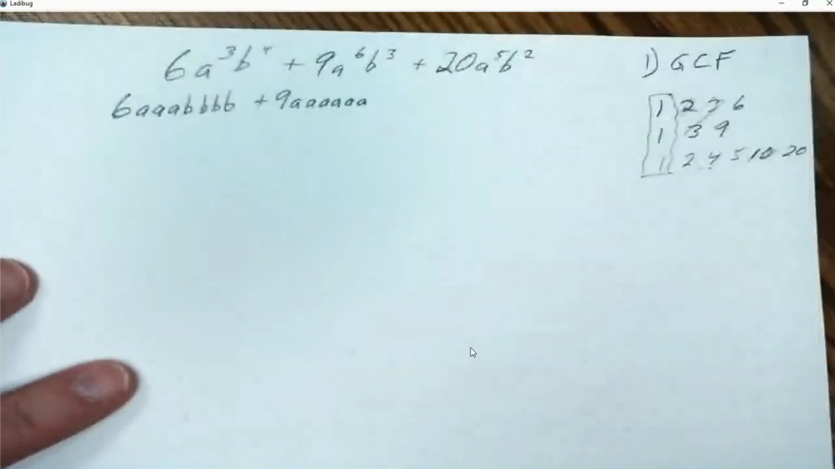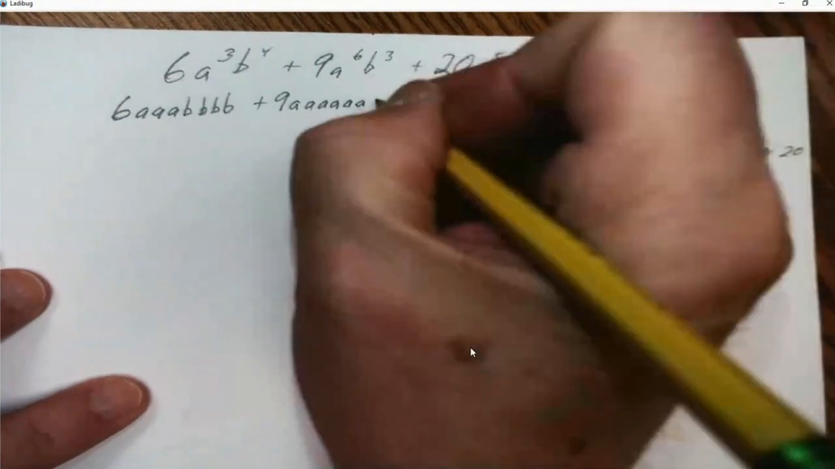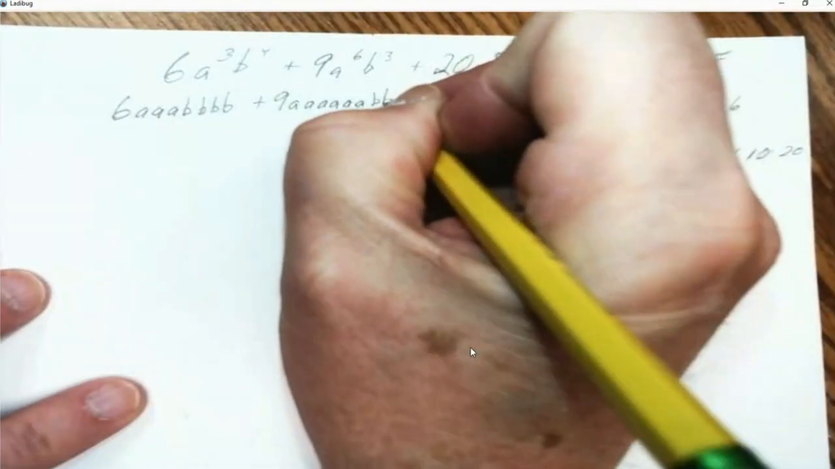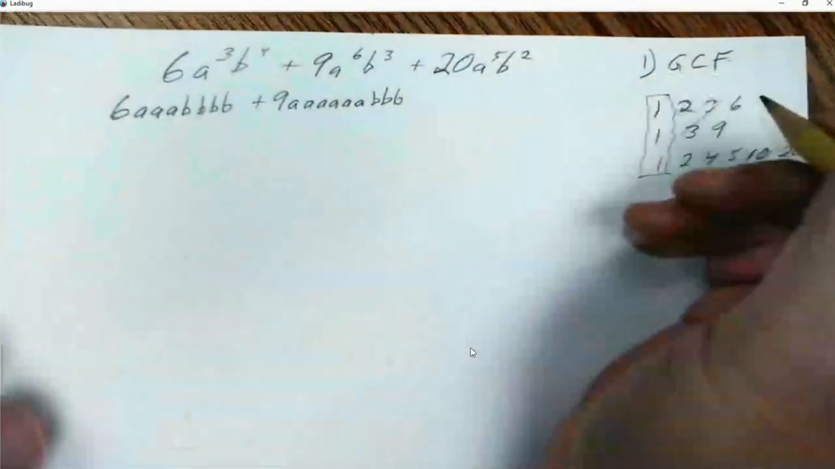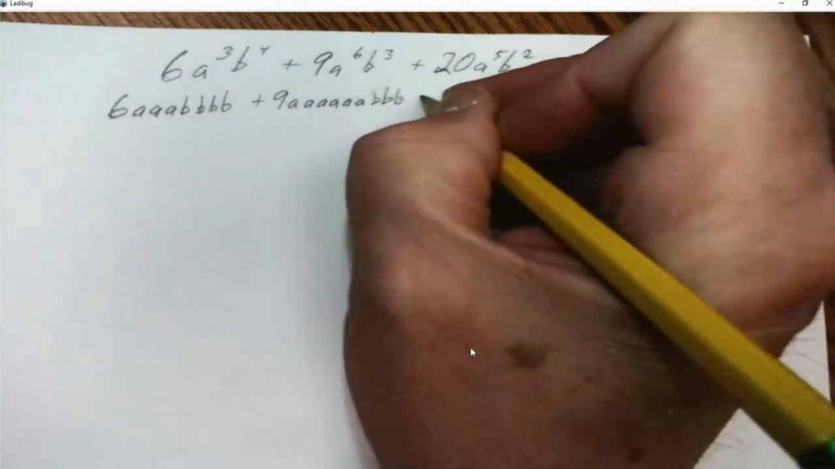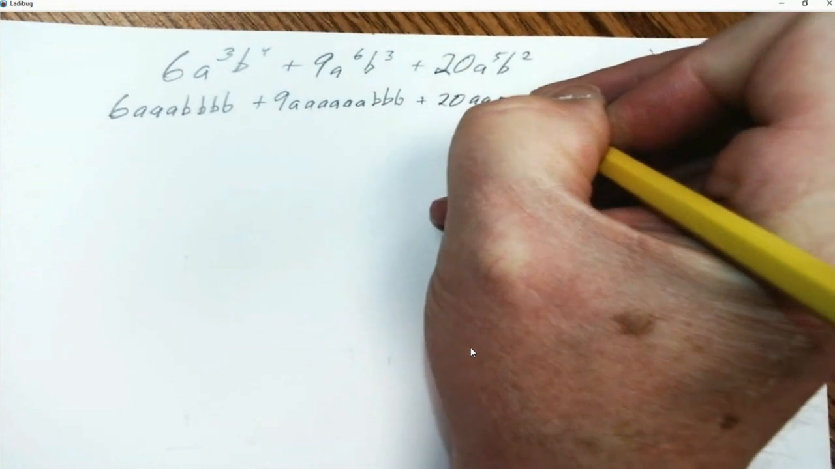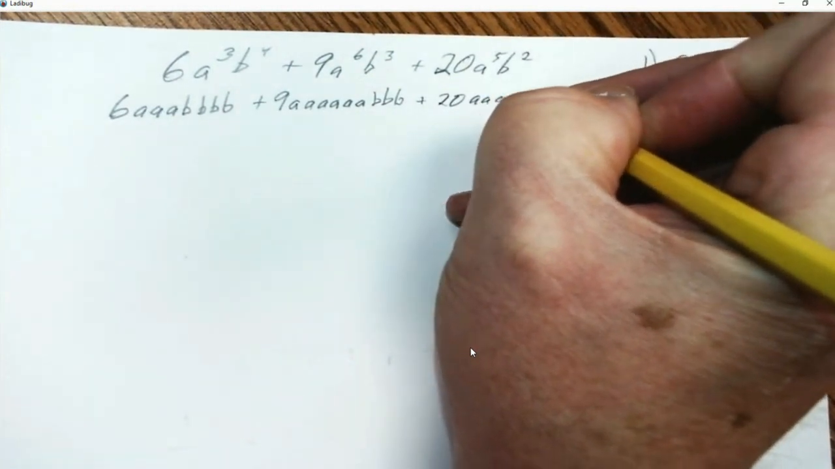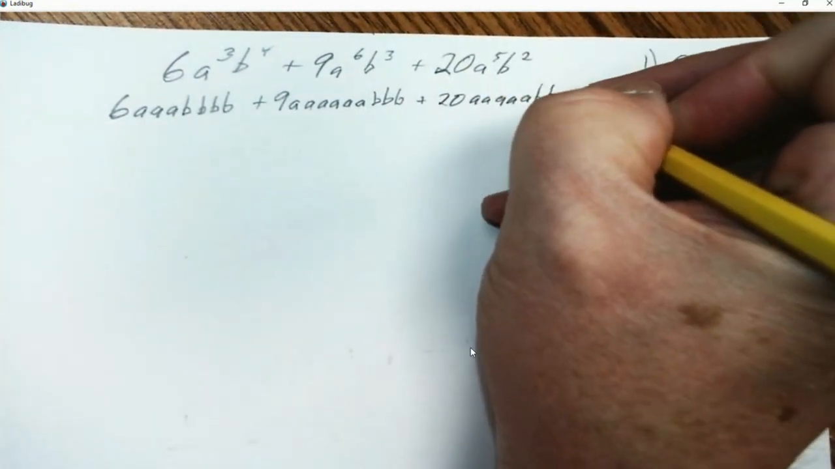And then we have 3 B's. And then the last one, we got 20, and we have 5 A's being multiplied times each other, and 2 B's.